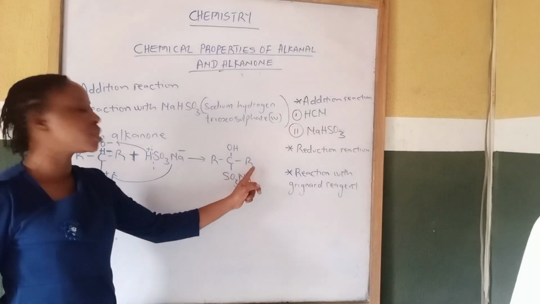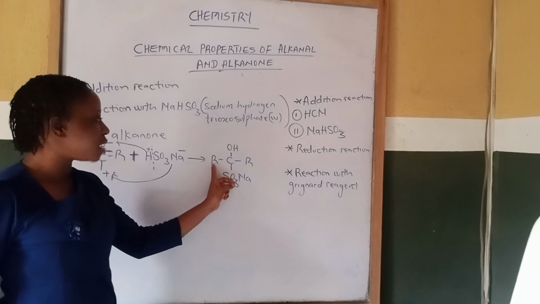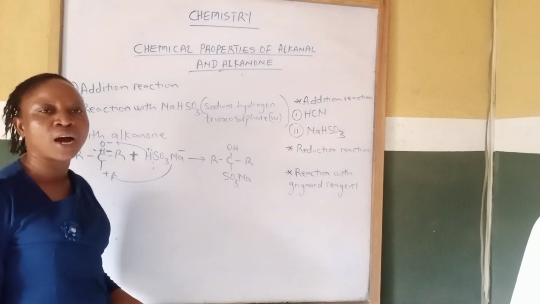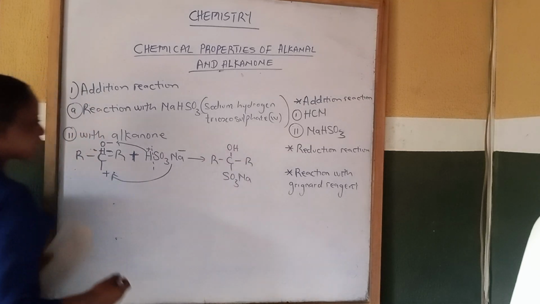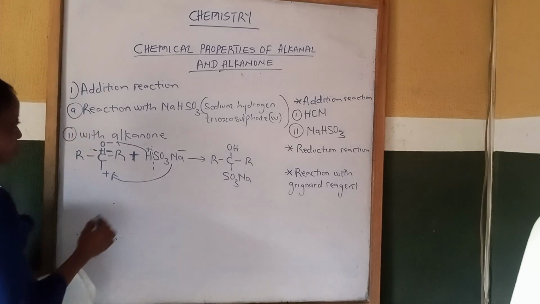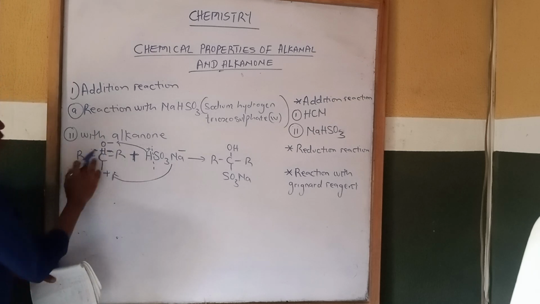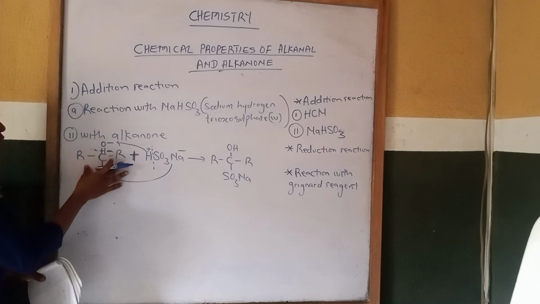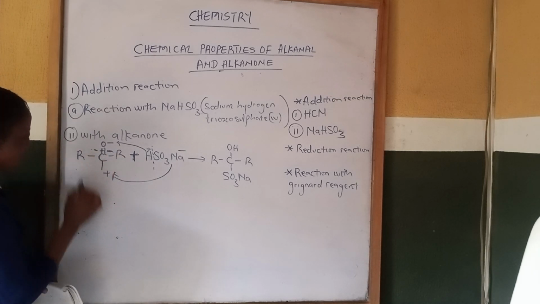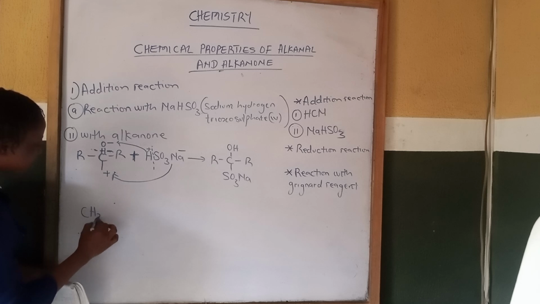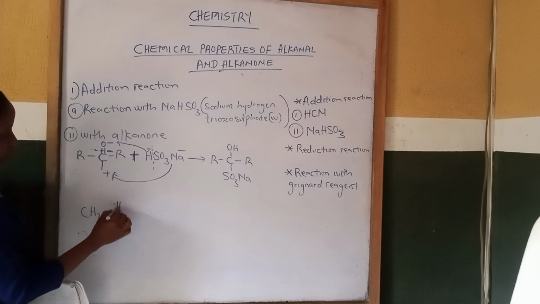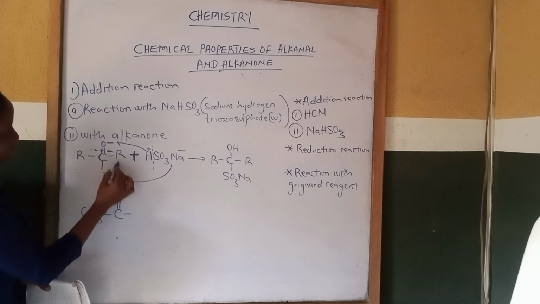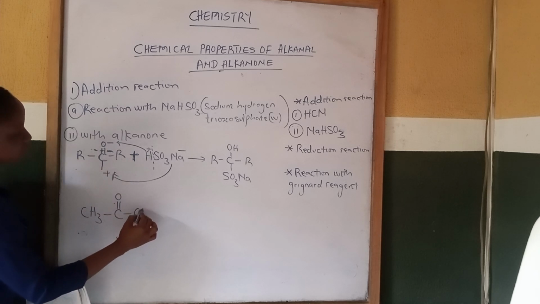But we cannot name our product because the two R groups are unknown alkyl groups. So let's replace the two R with alkyl groups so we'll be able to name our product formed. We are still going to start from the reactant side. So our first R, I want to replace with CH3, which is methyl, followed by C double bond O. Then the second R I want to replace with CH3, which is an alkyl group.